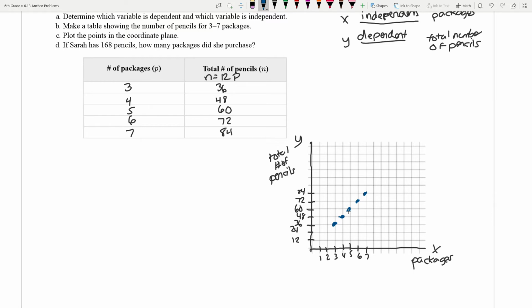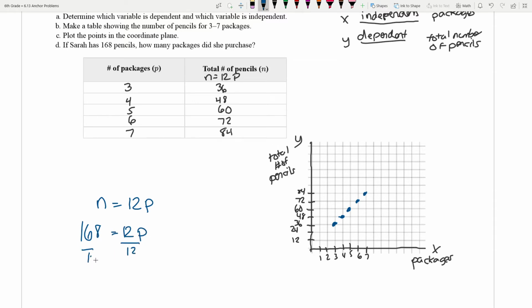So there's that. If she has 168 pencils, how many packages did she purchase? Well, that's where you can use the equation and work it backwards. n is equal to 12p. And so basically, your number of pencils was 168. Fine. 168 equals 12 times p.